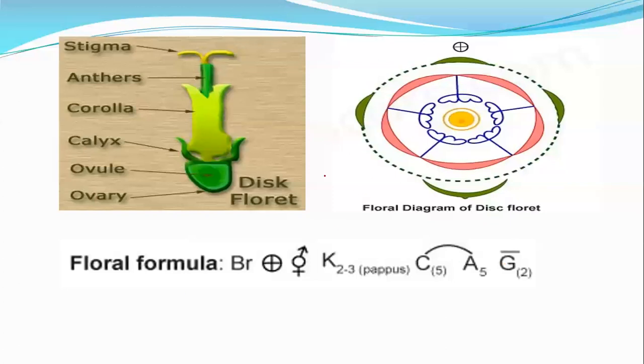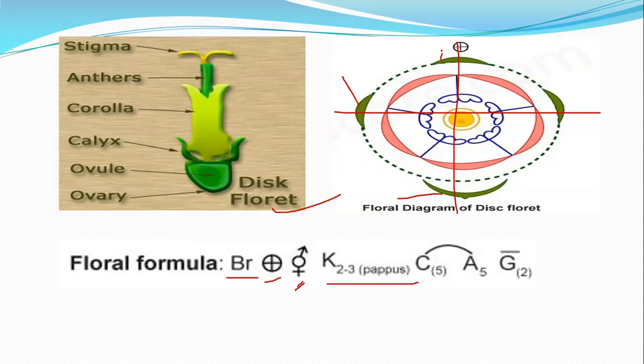See the diagrammatic representation. Disc florets are found in the middle of the flower head. It is very clear in sunflower. This is bracteate, actinomorphic, can be cut into 2 equal halves at any vertical plane. Bisexual, both androecium and gynoecium present in the same flower. This is the androecium, this is the gynoecium. Then calyx. Calyx is reduced into pappus.